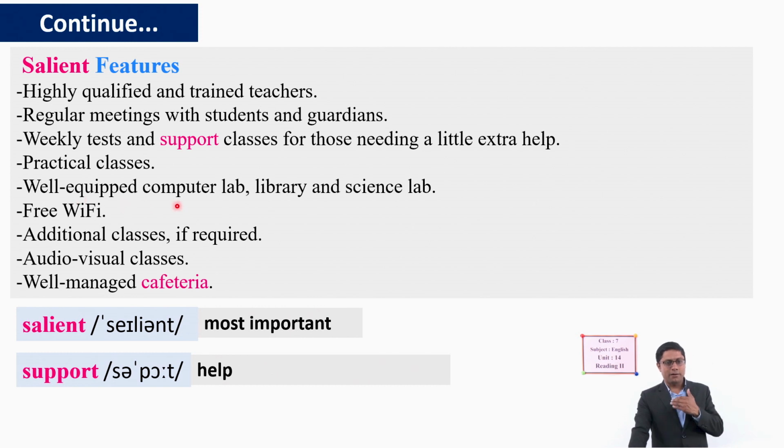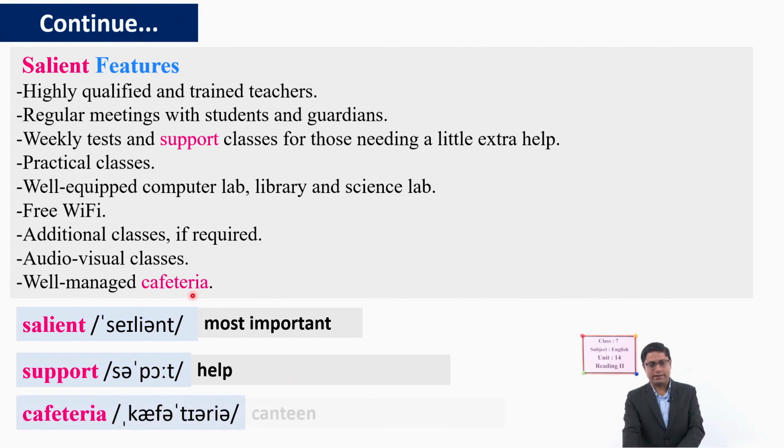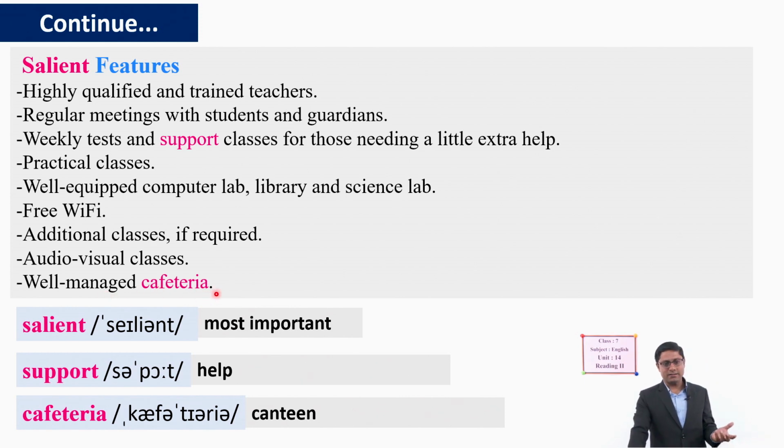Well equipped means the computer lab has all the necessary things there. Similarly, library is there, similarly science lab is there. Okay. Next, free Wi-Fi means free internet. Next is additional classes if required, means if students need some extra classes. Okay. Additional means extra, the school provides extra classes also. Similarly, audio visual classes, okay, means well, so they can watch on television, they do have projectors in the classes, smart boards, the teachers show some videos, the students get chance to listen to audio. Such classes are also run there. Similarly, well managed cafeteria. Do you know the word this word cafeteria? Okay, it means okay, it's canteen. So there is well managed canteen there.